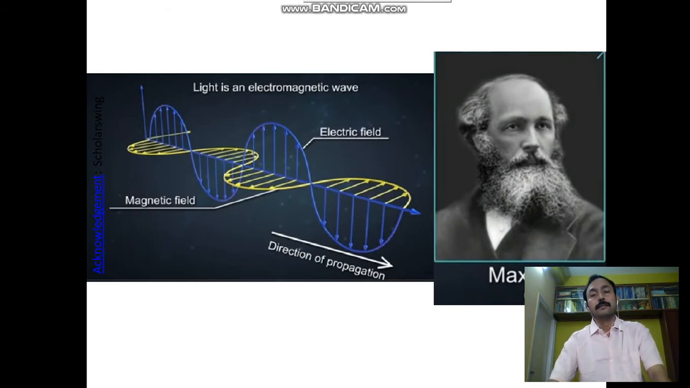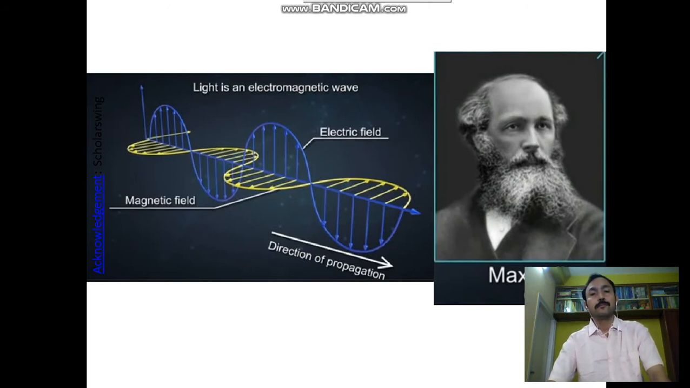Maxwell in 1865 proposed the electromagnetic nature of light. He proposed that light is an electromagnetic wave. It has both electric field and magnetic field vibrations. These electric and magnetic fields are perpendicular to each other and also perpendicular to the direction of propagation.